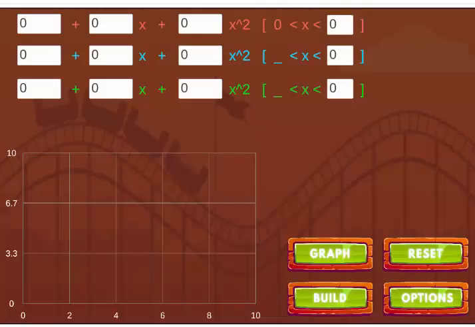But a 25-foot roller coaster isn't that exciting. What other quadratic equations could we try that would make a more exciting roller coaster? Using just one equation, see if you can get a higher score. Good luck and have fun.